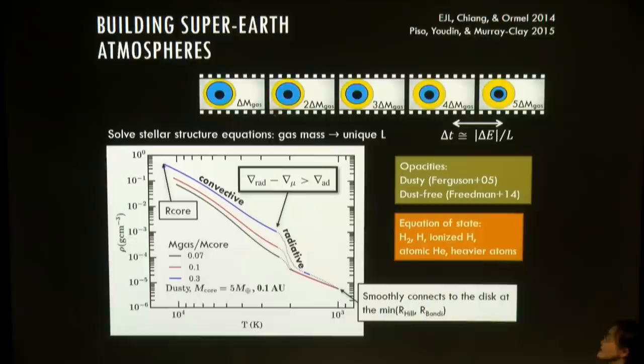In order to build this time evolution of the super-Earth atmospheres, you can build a series of hydrostatic snapshots, each corresponding to a different envelope mass fraction. Then you simply calculate the time it takes to go from one snapshot to the next. Each hydrostatic snapshot is simply a solution to your favorite stellar structure equations, where the difference here is that there's some rocky core at the bottom, and this is not an isolated object. They actually connect smoothly to the disk. These are example envelope structures for the individual hydrostatic snapshots. One thing to note is we built our own equation of state to make sure that we capture the physics of hydrogen molecule dissociation, which turns out to be really important for the thermodynamics of these planetary atmospheres.